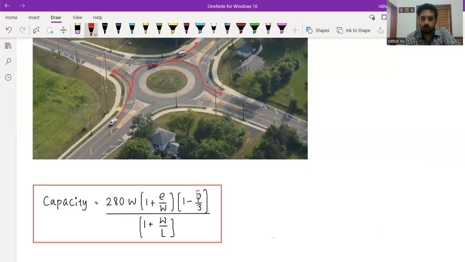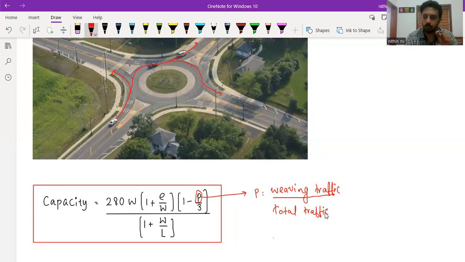So this P, which you can see here, P by 3, this P is nothing but our weaving ratio. So how to calculate that? In general, it is nothing but weaving traffic divided by total traffic. So this is how we generally calculate it.